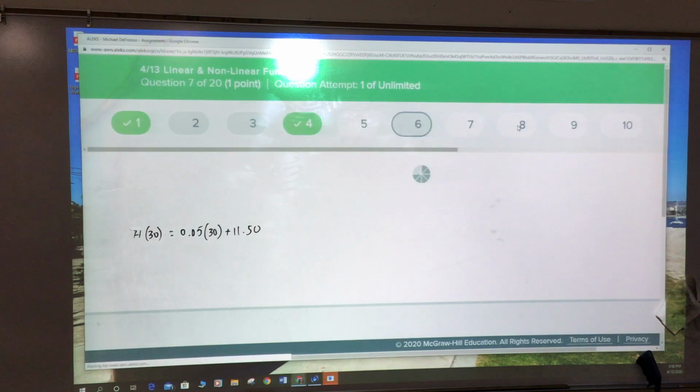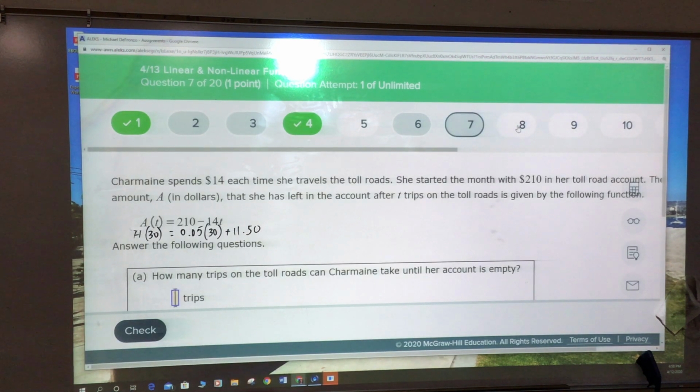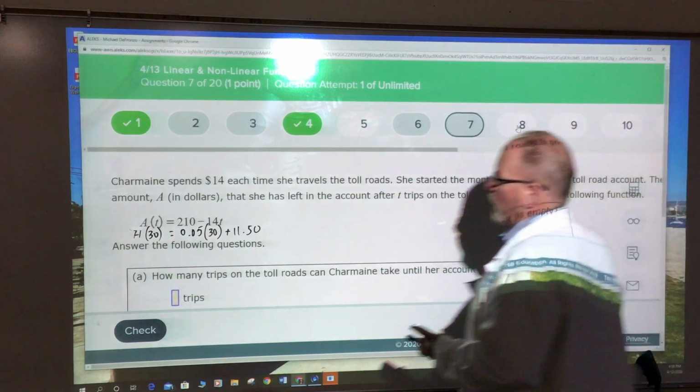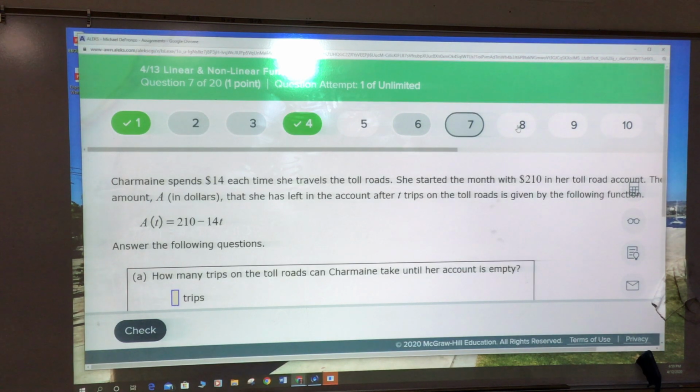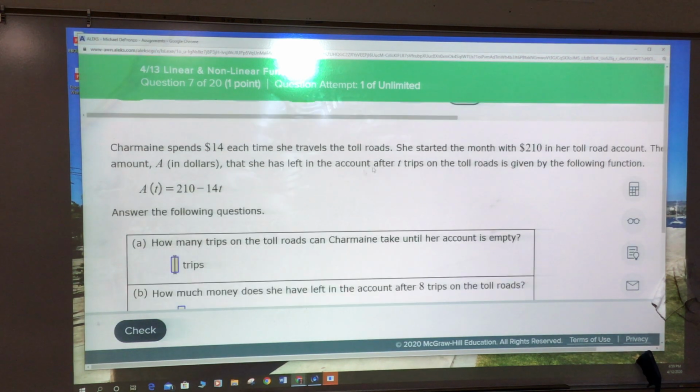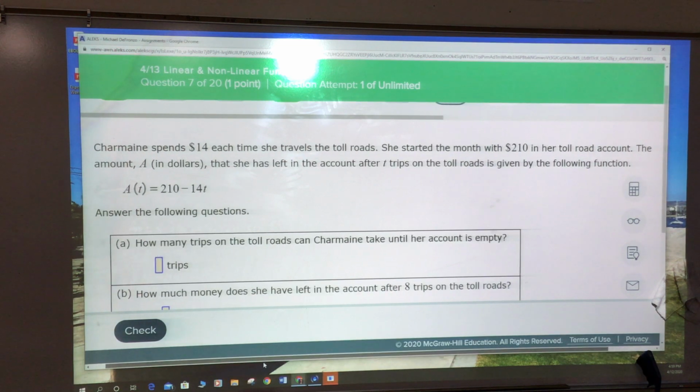So we're going to get to some different kinds of problems here. Similar, but a little bit more advanced. So Charlemagne spends $14 each time she travels the road. She started with $210 in her total account. The amount A in dollars that she has left in the account after T trips is given by this function. So the amount after the number of trips, okay? How many trips can she take before her account is empty?